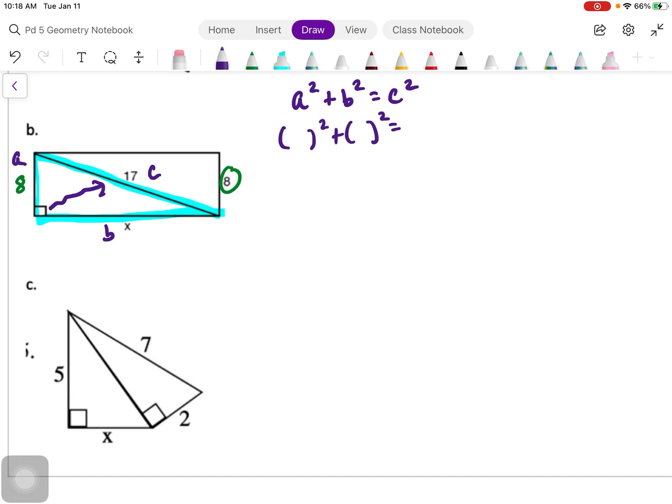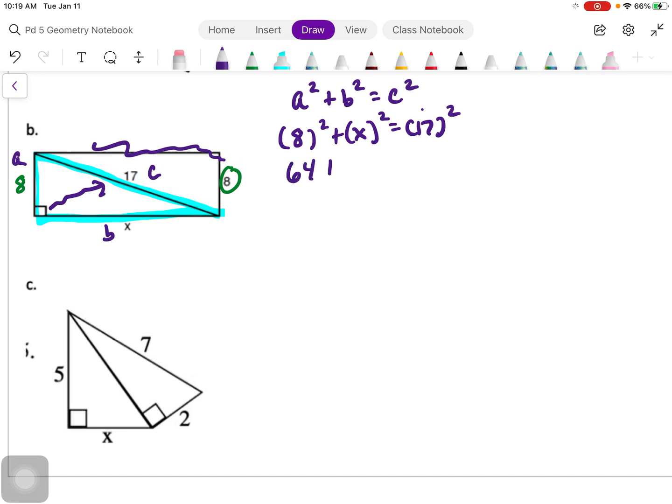So we go back to how we labeled our triangle. And I'm really just ignoring this other part over here, because we have the triangle we need. All right, so A is 8, B is X, C is 17.